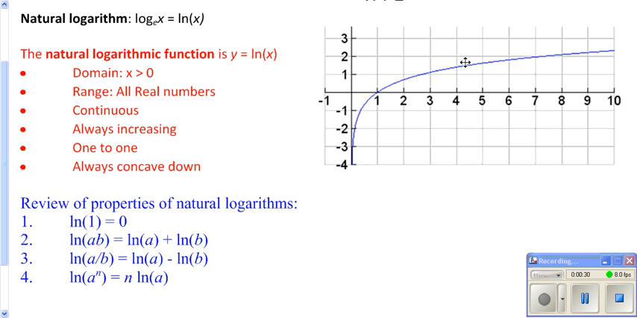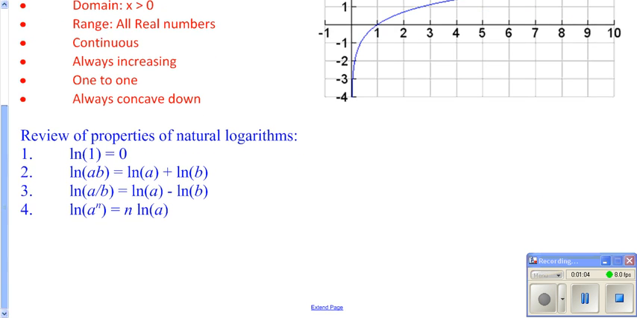Here's the graph of our natural log on the right. Remember, anything after your log always has to be positive, hence the domain is always greater than 0, and your graph is only to the right of the y-axis. Your graph goes down forever, eventually goes up forever, so your range is all real numbers. It's continuous. As you look at your graph, it always increases as you go to the right. It's a 1-to-1, meaning it passes the vertical and horizontal line test. You'll notice the concavity is always concave down.